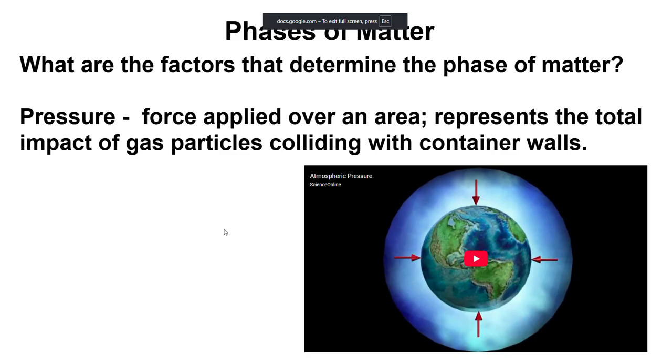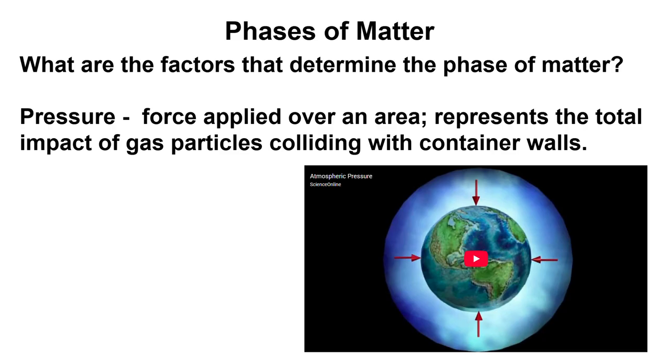So, second to last one that we're going to talk about, phases of matter. Pressure. Pressure is number 2. If number 1 was temperature, number 2 is pressure. The force applied over an area. This represents the total impact of gas particles colliding with something.